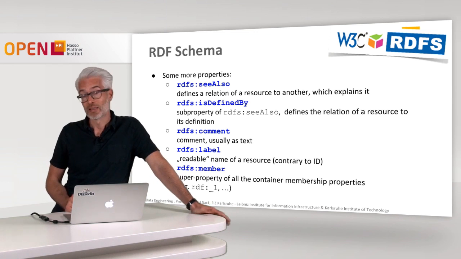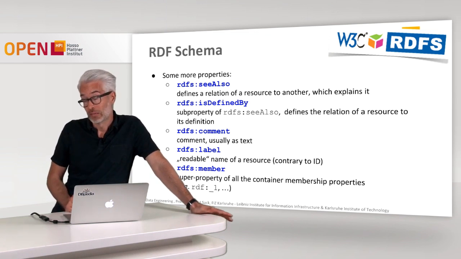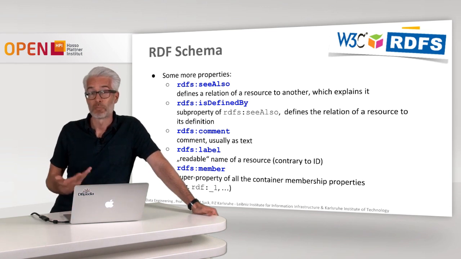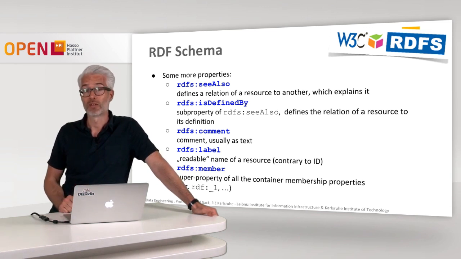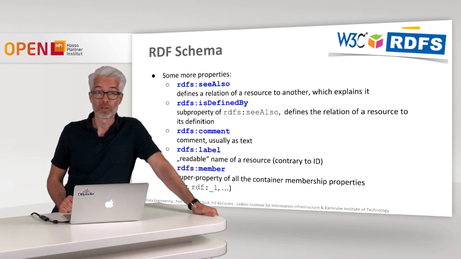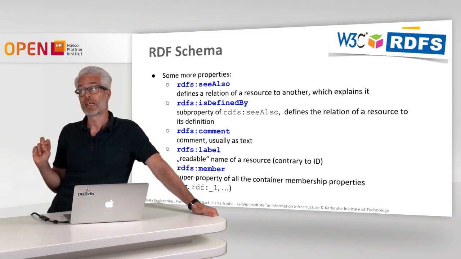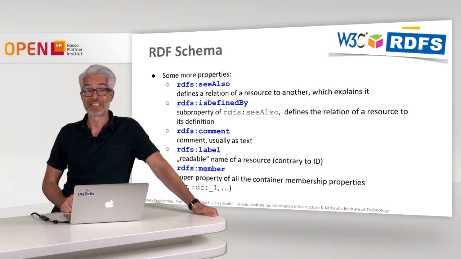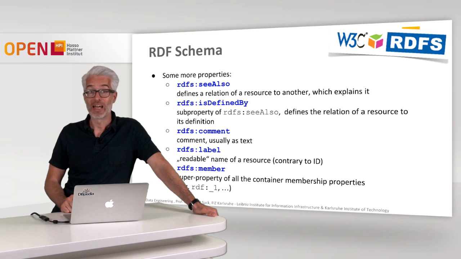So the definition is either given via a URI, or it can also be given, for example, as a literal. Then you have RDFS comment, which is some comment to a resource, usually also given as a text string. Or RDFS label, this is very important. If you want to give something a readable name, this is not an ID, this is a name, then you use RDFS label. The fixed meaning of RDFS label is that a name of some resource is stated.